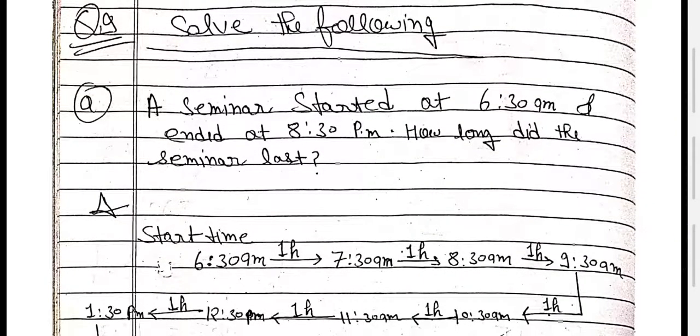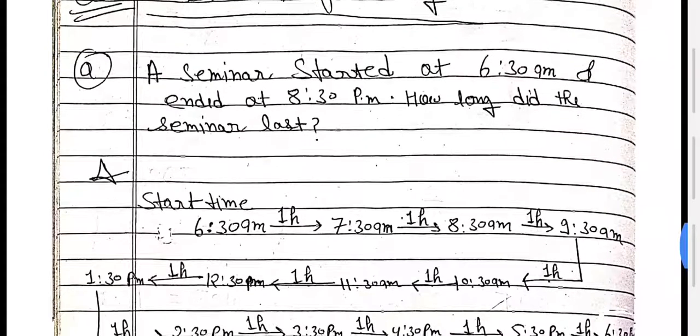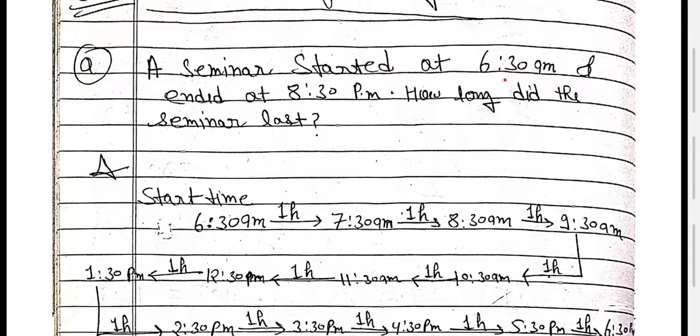Come on, question number 9. A seminar started at 6:30 a.m. and ended at 8:30 p.m. So, how long did the seminar last? 6:30 a.m. is the start, and 8:30 p.m. is the end. Then what is the duration of the seminar?